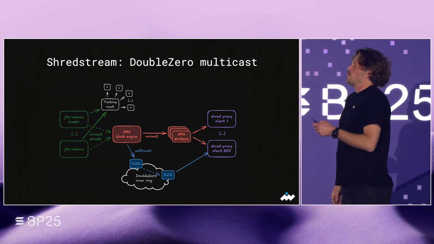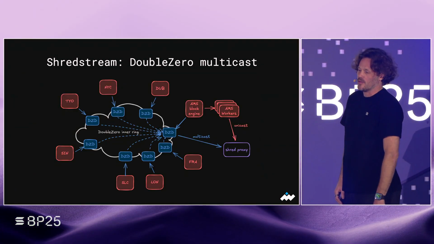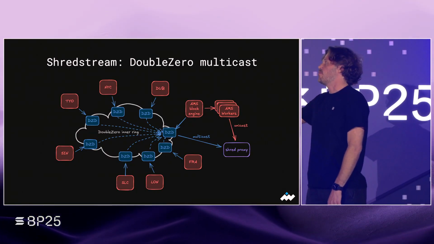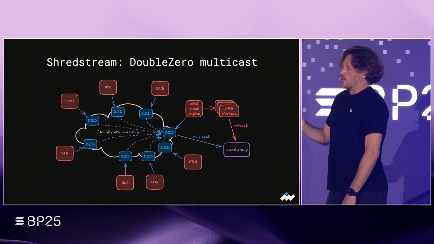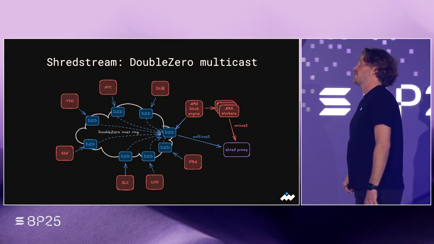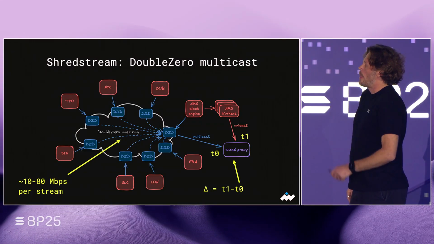And then if we take a look at a higher level, this shows all of the block engines around the world. And you can see the same pattern applies, sending a single packet into that DoubleZero private network, which is intelligently replicated throughout there, and then gets over to the shred proxy on the other side.